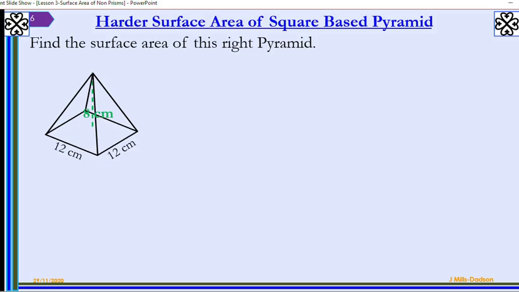Now, sometimes you are given the height of the pyramid, but not the height of the triangle. So that's what we're going to do. This is one of the harder ones, so you just have to look carefully at the diagram.